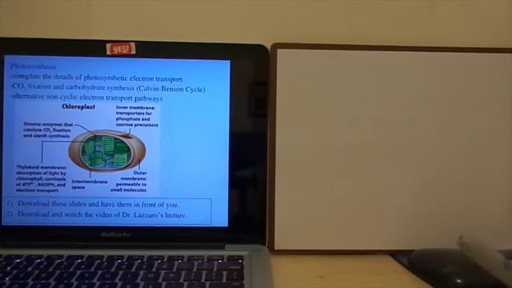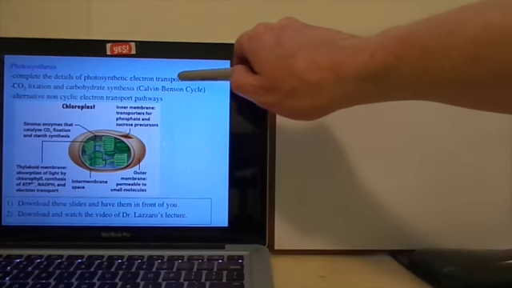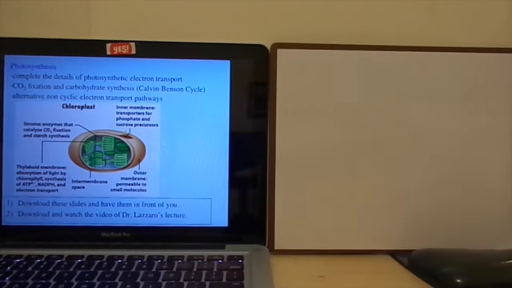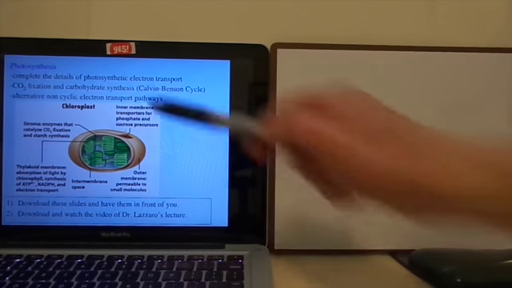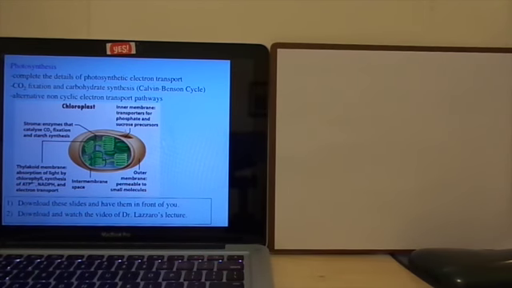All right, so we're going to be looking at three different things. We're going to be talking about completing the details for photosynthetic electron transport. We'll be talking about the Calvin-Benson cycle and how it fixes carbon dioxide to make glyceraldehyde 3-phosphate. And we'll be talking about a couple of alternative non-cyclic electron transport pathways that just generate an additional proton gradient without ending up making NADPH, and so you can make more ATP. Cells will do this when they need to generate additional ATP beyond what they need to consume in the Calvin-Benson cycle. All right, so that's where we're going.